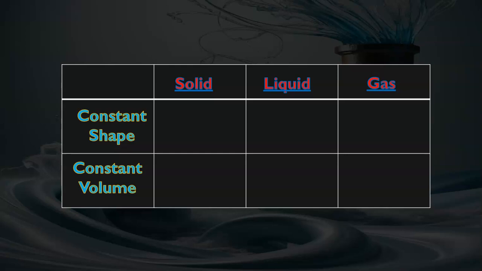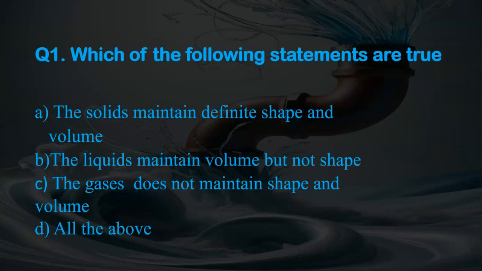Hence, when you compare solids, liquids, and gas in terms of shape and volume, the solids maintain constant shape and constant volume. Liquids does not maintain shape but maintains constant volume. Gases does not maintain shape and volume. Hence, for question 1, the correct answer is option D, all the above.